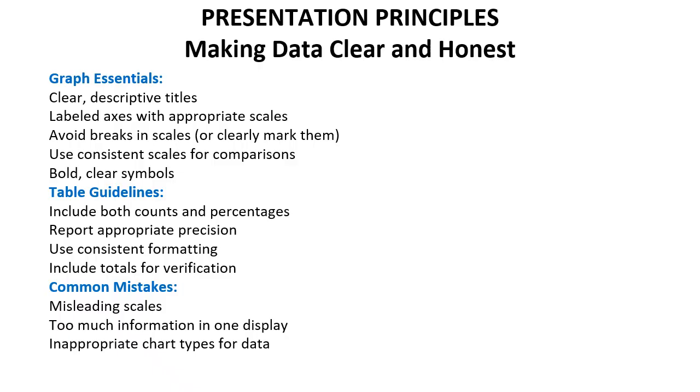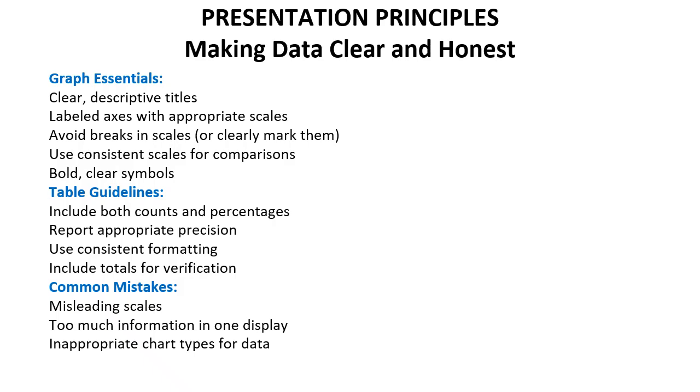Okay, so here we're looking at our presentation principles. When you're presenting your data, you want to make the data clear and you want to be honest. This tells you what you need to do to make this happen. You have to have clear descriptive titles. You have to have your axes labeled with the appropriate scales. You have to avoid a break in scale. You have to use consistent scales for comparison. What if you have a table? Well, it's the same thing. You have to include counts and percentages. You have to use consistent formatting.